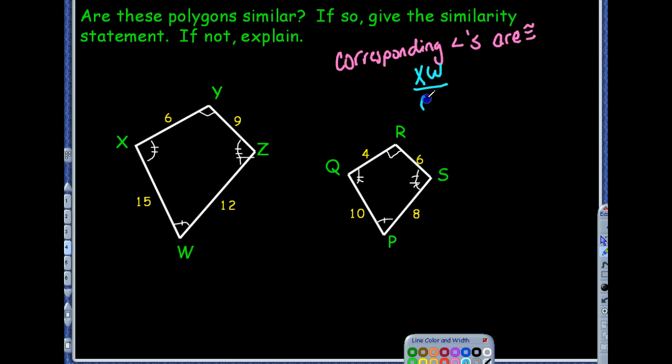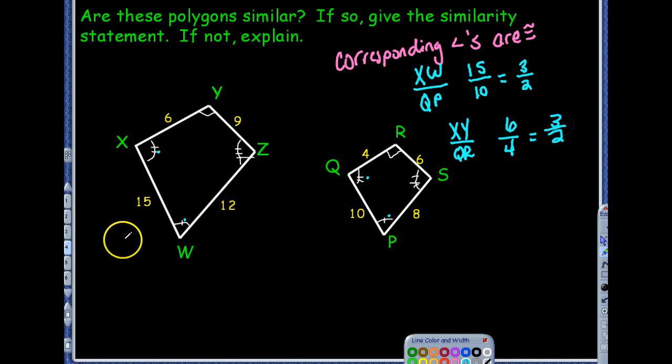The QP. And you said a couple of reasons. 15 over 10. So that would be 3 over 2. Now, a couple of reasons why those correspond is because they're the largest side in both of them, and 15 is between a 2 tick mark and a 1 tick mark. 10 is also the same way. Exactly. Okay, pick another set of sides. Let's do the XY and the QR, and that is 6 to 4, which is also 3 over 2. Now, those are the same, so does that mean we can go ahead and say they're similar?